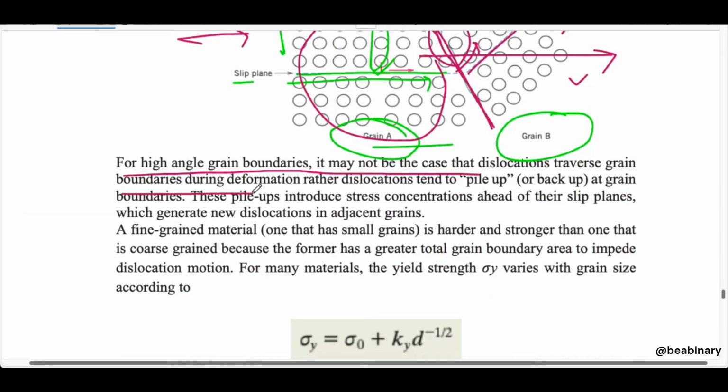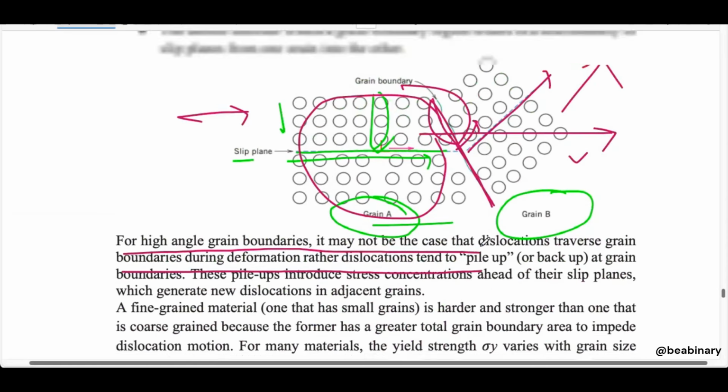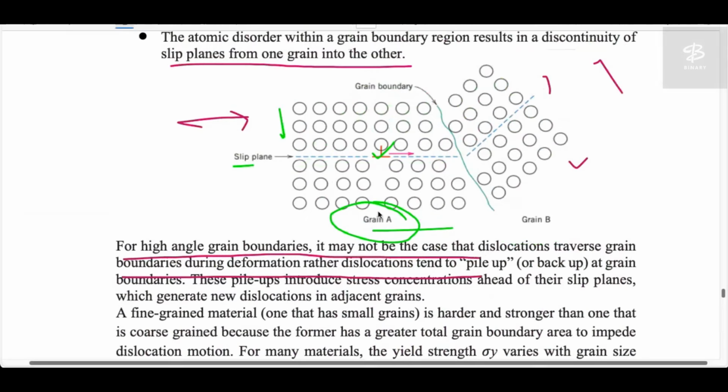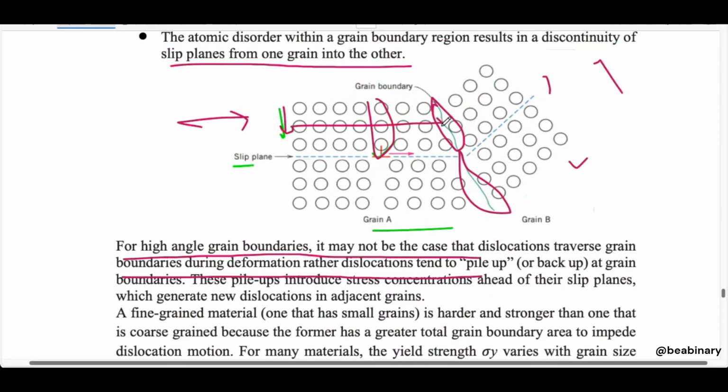During deformation, rather than crossing grain boundaries, dislocations tend to pile up. Pile up means they will be collected here. All the dislocations will come to the boundary and get stuck here. They will sit here. It's a collection. Suppose this is your first dislocation, and another dislocation is coming from here, they all will come up and end here. It means they will combine together and pile up.